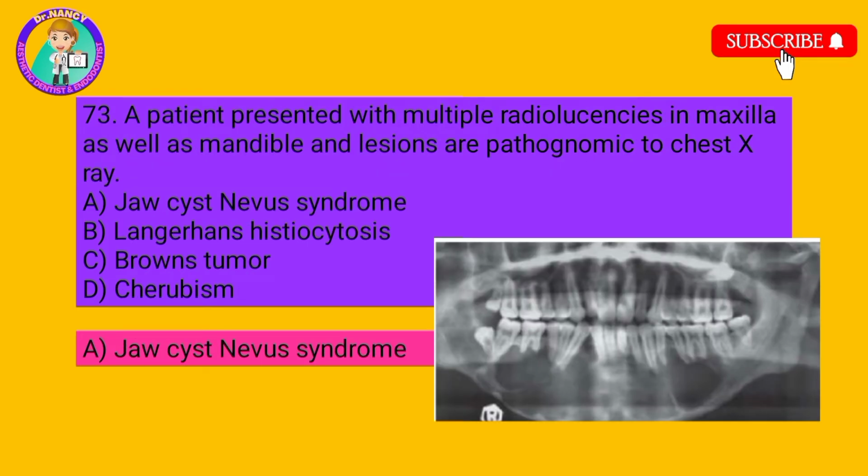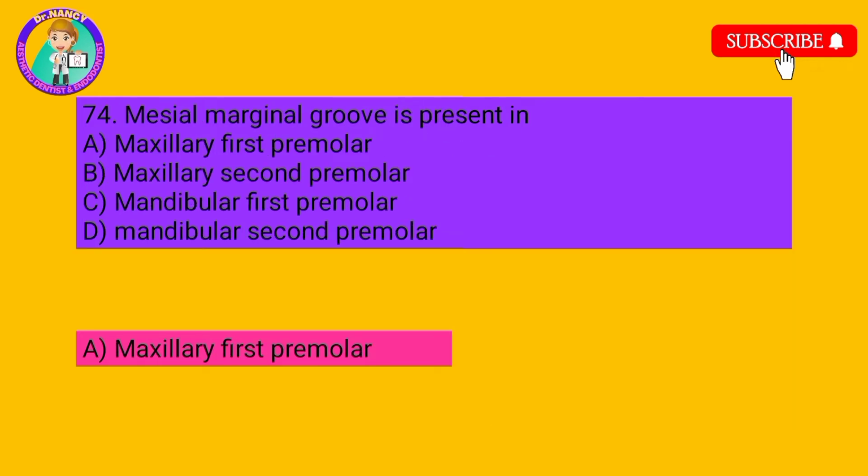A patient presented with multiple radiolucencies in the maxilla as well as the mandible, and the lesions are pathognomonic to chest X-ray. Options: Jaffe-Schüller syndrome, Langerhans histiocytosis, Brown's tumor, cherubism. Answer: Jaffe-Schüller syndrome. Mesial marginal groove is present in maxillary first premolar, maxillary second premolar, mandibular first premolar, mandibular second premolar. Answer: maxillary first premolar.